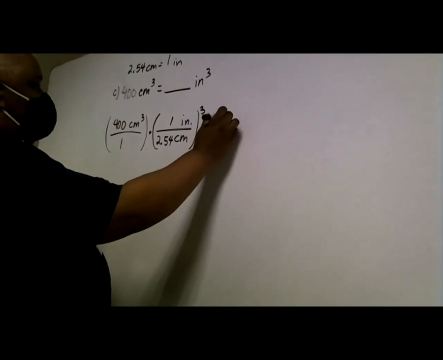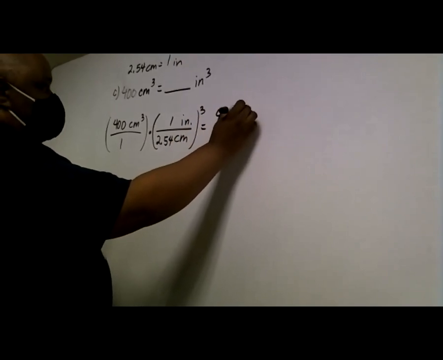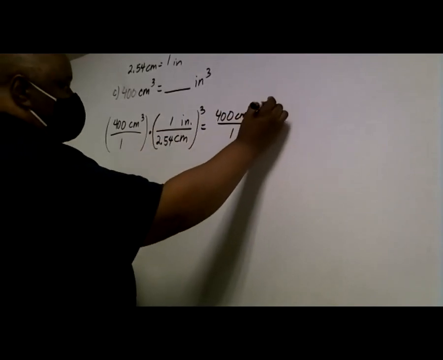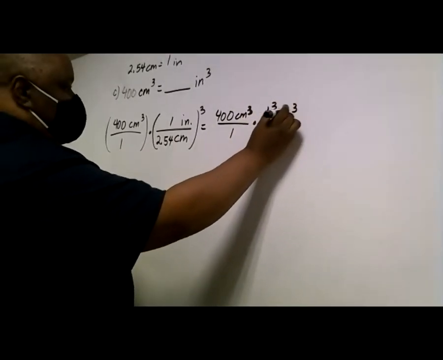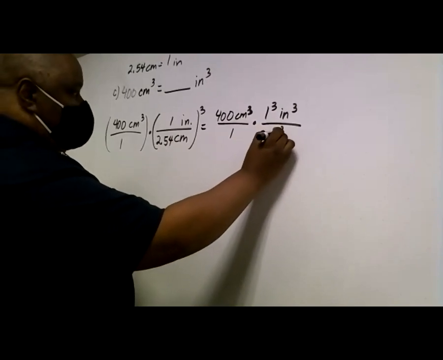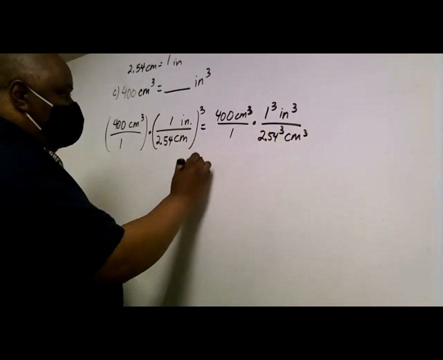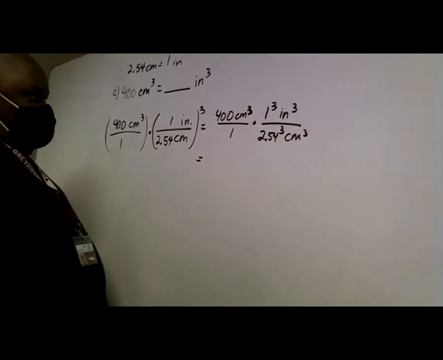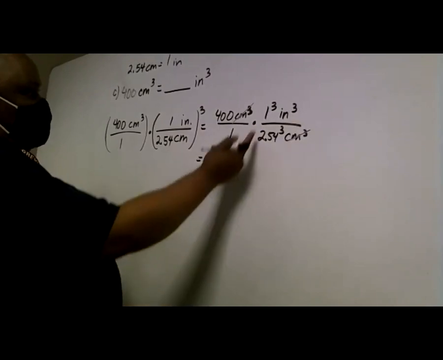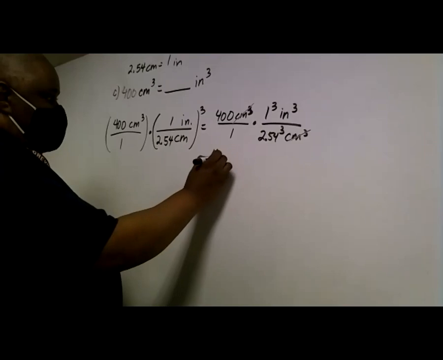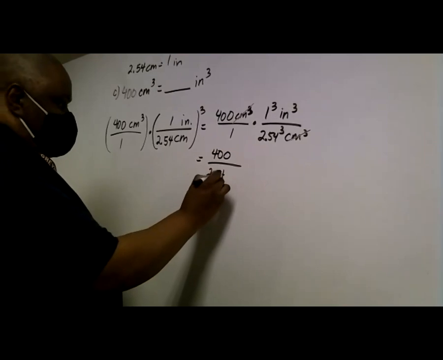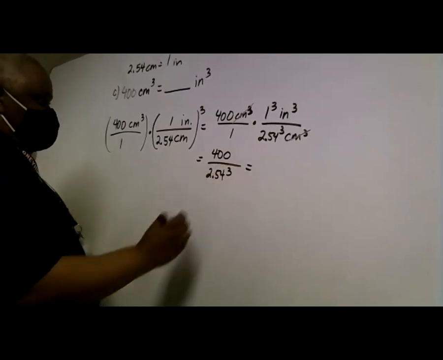Let's see, bring over the 400 cubic centimeters times, this will be 1 cubed, and inches will be cubed. The 2.54 in the denominator will be cubed, and so the centimeters will also be cubed. And you can see that the cubic centimeters divide out. 1 cubed is 1, so this will be 400 times 1 divided by 2.54 cubed.